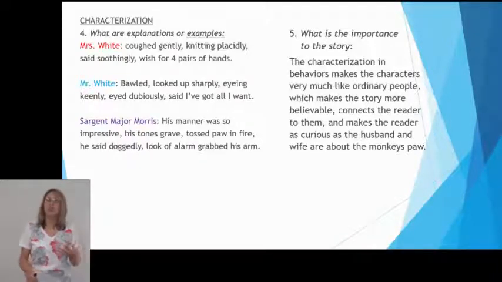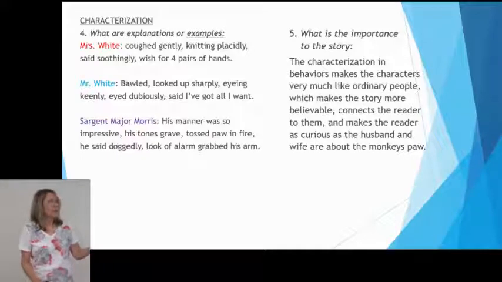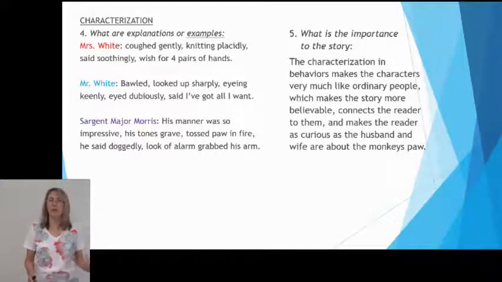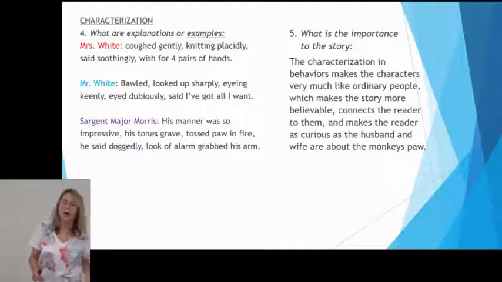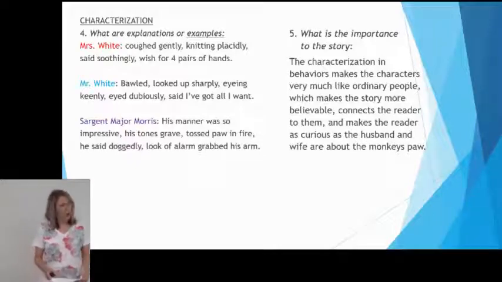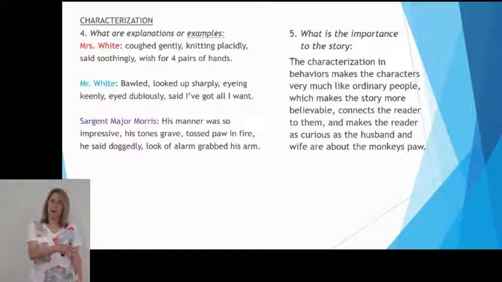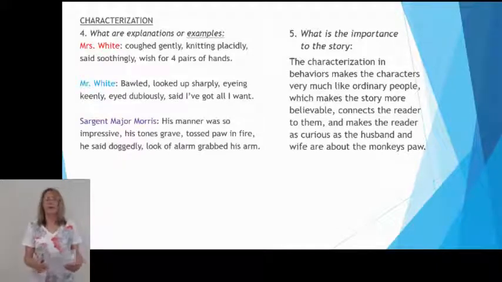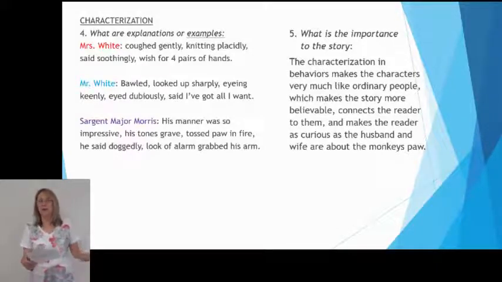So the issue is we're looking at the character's behavior and what they say and what they do and what other characters say about them and say about what they do. And that helps us understand these characters better. He also said something doggedly, and he had a look of alarm when he grabbed Mr. Smith's arm. Okay, so again, all of this is out of context because we're not reading the story, but it's just sort of brief details about some of the characterization.